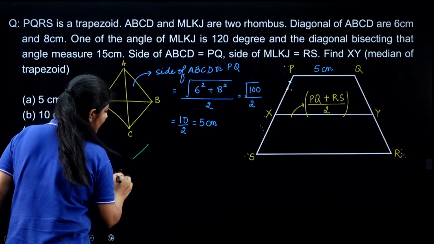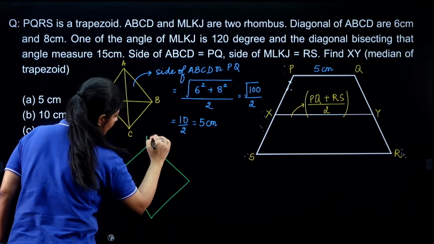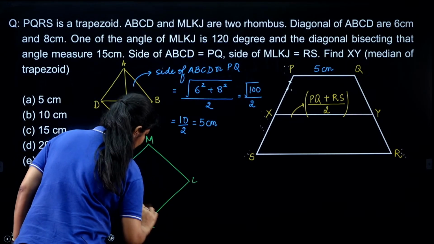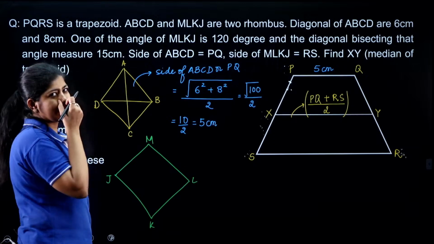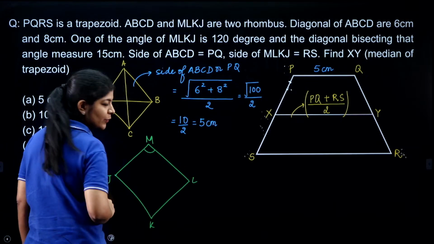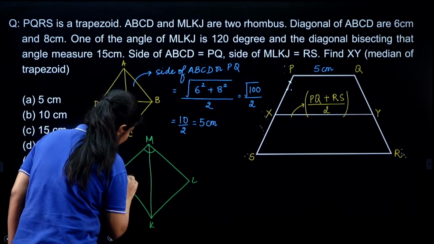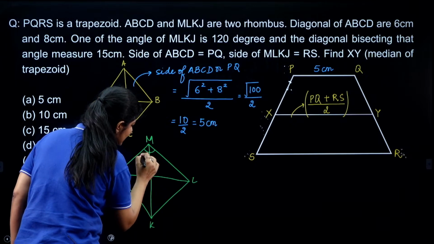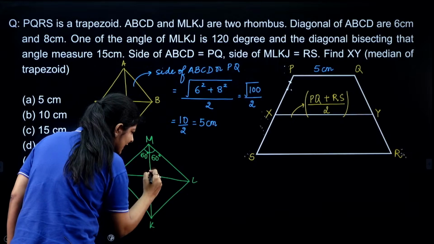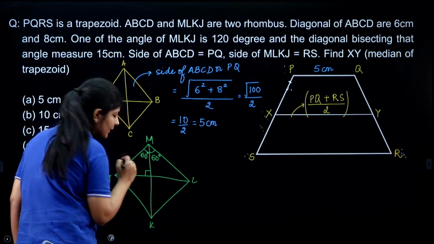So I am just assuming that this is my second rhombus, M, L, K, J. The question is saying that one angle is 120 degree. I am assuming that this is 120 degree, but when I bisect this one, it will become 60 and it will also become 60. If it is 60 and we know that this is 90, then this angle will become 30, right?